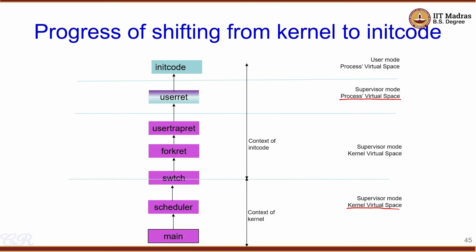As we know from where we stopped, we've looked at main, and the last function that main invokes is the scheduler. Now the scheduler invokes the switch function. The switch function changes the context of the CPU from the kernel's context to that of the init code's context. So recollect what the context means.